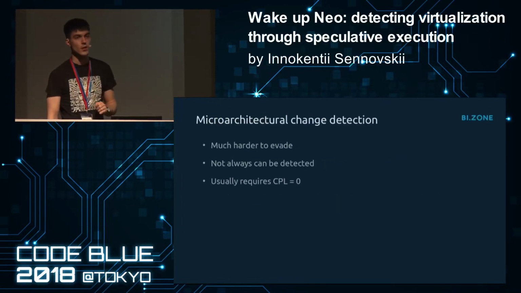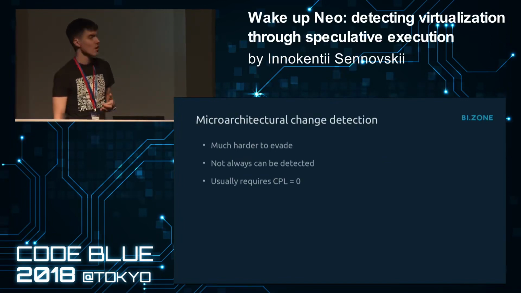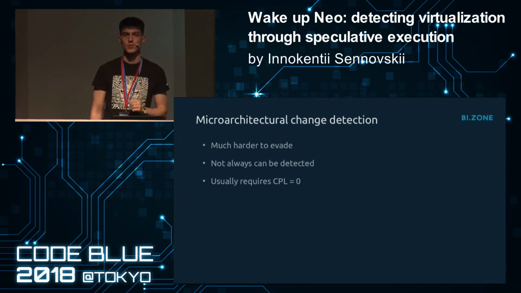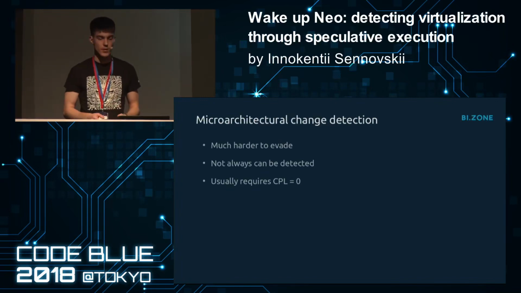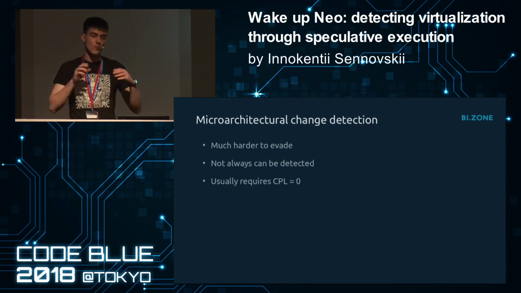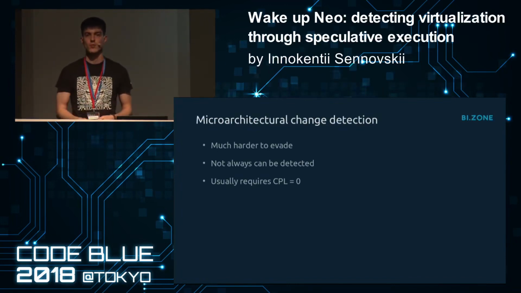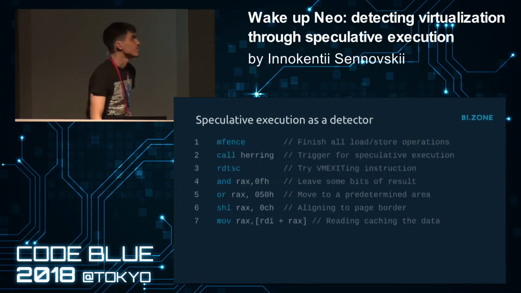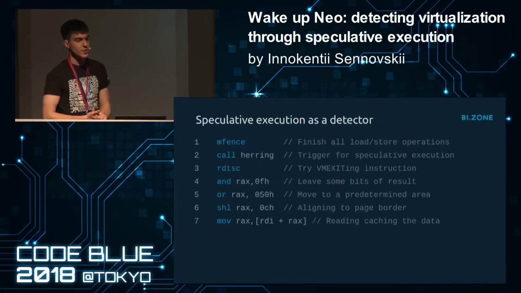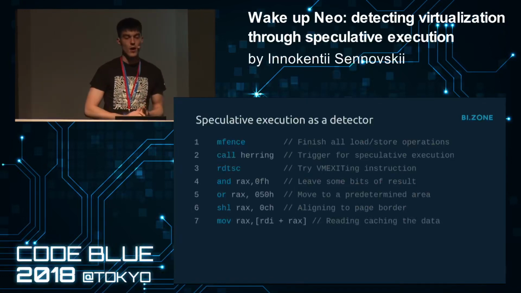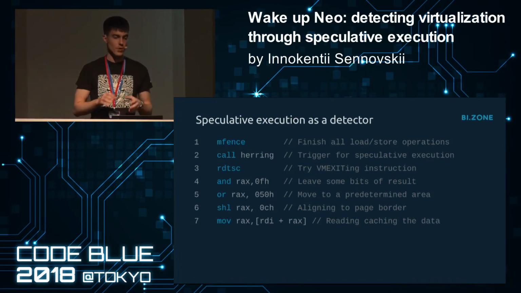And microarchitectural change detection, while being quite precise, has a single problem, that it has to be executed in current privilege level 0. Basically, this means that malware needs first to go to kernel mode, which is not the case with most malware nowadays, and only then it can check that it's being debugged or traced. So that's a problem. But this particular technique allows you to detect virtualization through microarchitectural changes in ring 3.